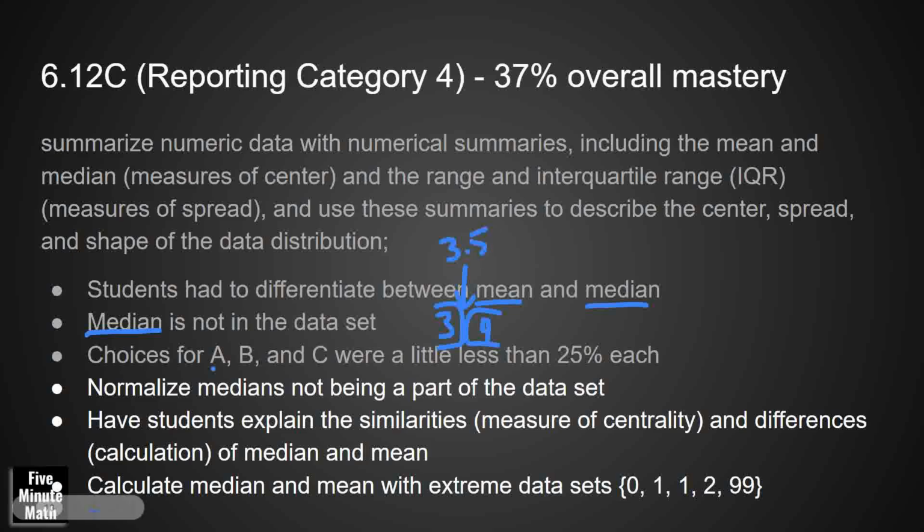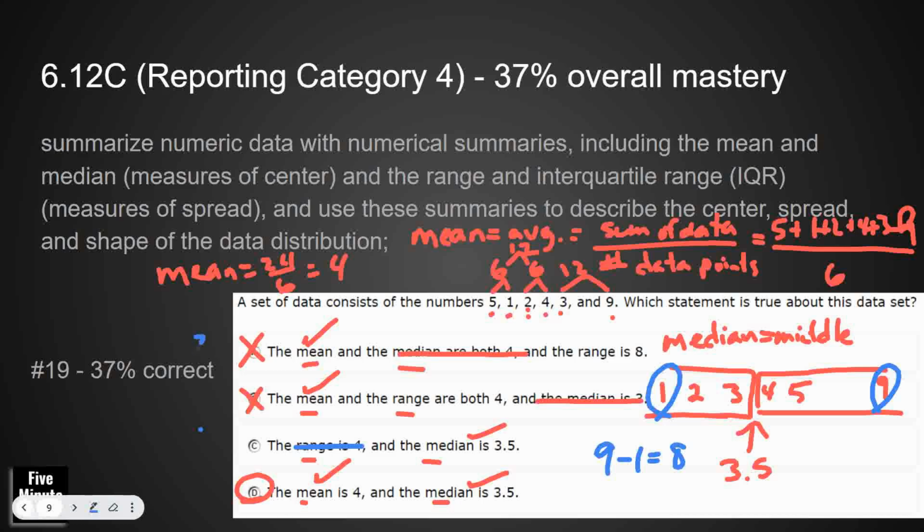And then the choices for A, B, and C were a little less than 25% each. So when we're looking at a little bit less than 25, let's just call this about 20% each, right? Still a lot of guessing, which means there wasn't a lot of calculation. Maybe they didn't, A, want to do the work, or B, didn't know the definition of any of these.